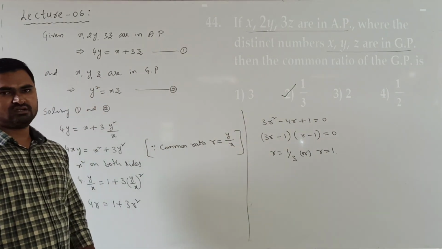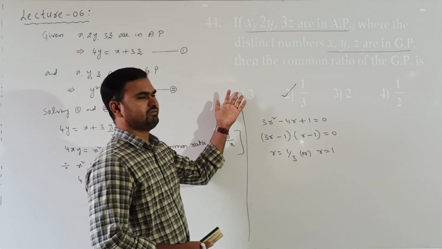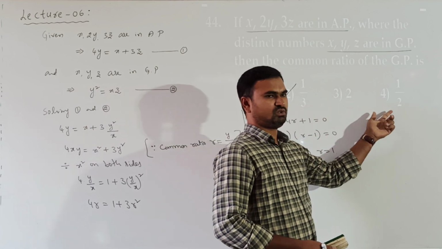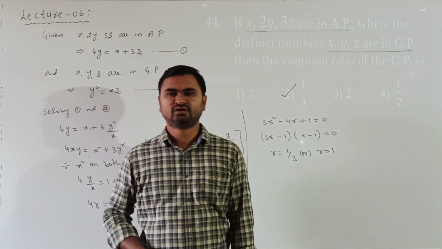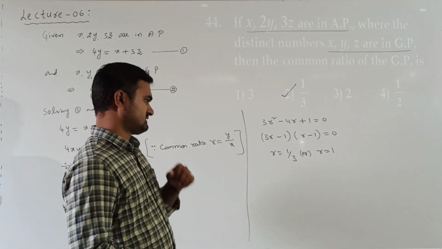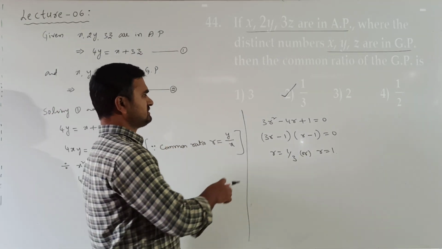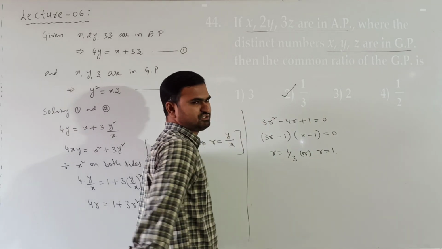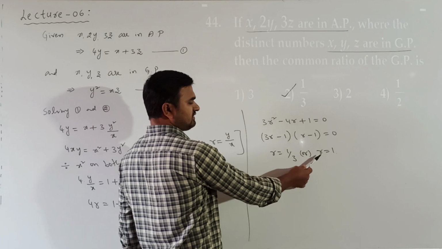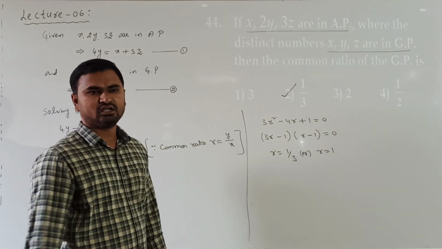Now can we take 1 also? Suppose in the given options, along with 1 by 3, we have 1 also. In that case, which option do we have to take? Can we take only one value or can we take both values? Suppose we are having r equal to 1 also, can we take r equal to 1? In this case we cannot take r equal to 1.